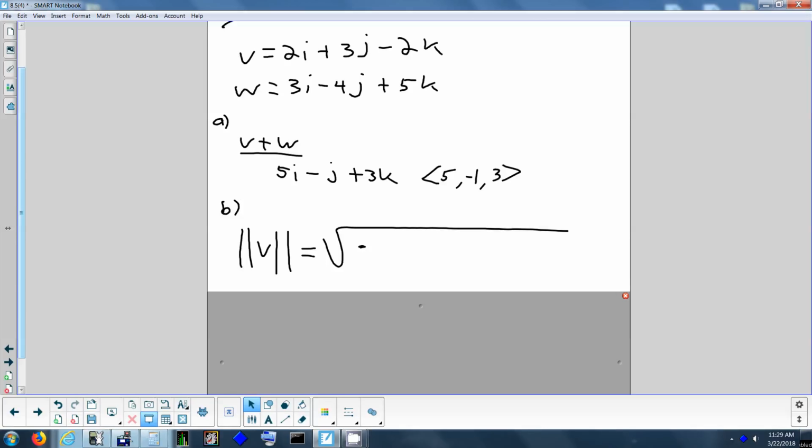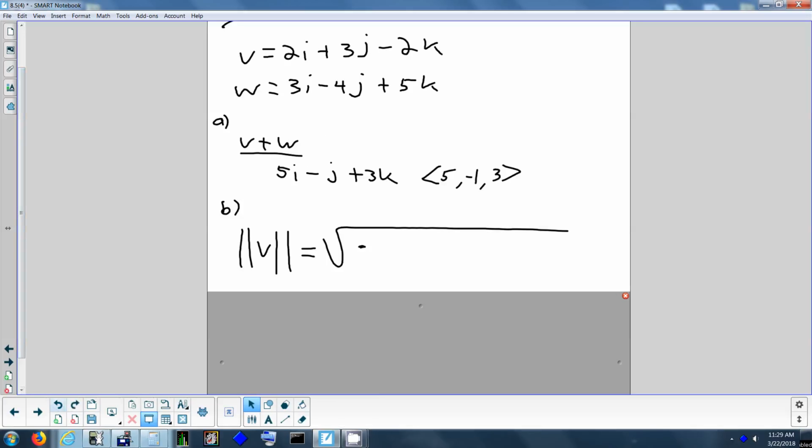25 plus 1 plus 9. Can you explain how you're getting those numbers? I did 5 squared, and then negative 1 squared, and then 3 squared. But I just had them. Okay, so you were finding the magnitude of this, which we could have asked for, but I didn't. Just v. Yeah, just v. You don't have to find the magnitude of v plus w.